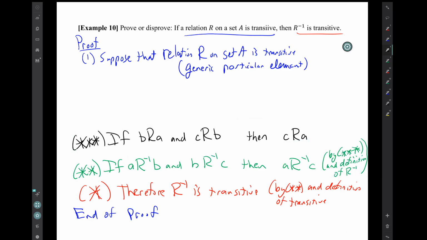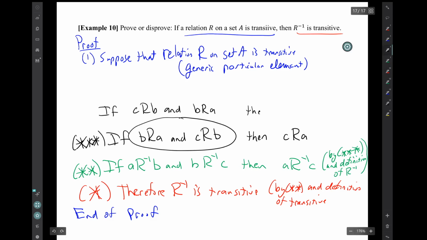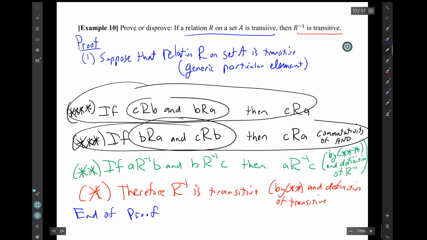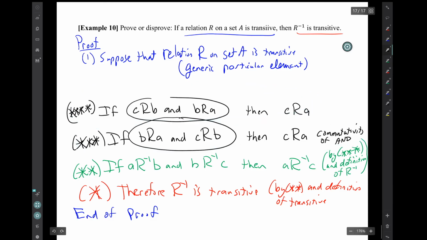But watch this. This is an AND statement. The AND operation is commutative. We can put this in a different order. So if we can get to here, then we can get to here. Because the only difference between these two lines is the order in which we're saying things in that AND statement. And AND is commutative.